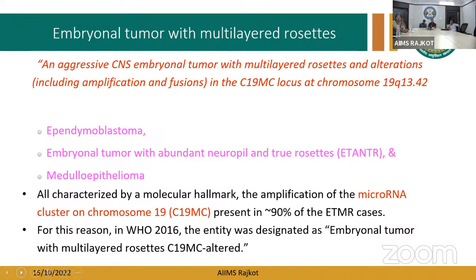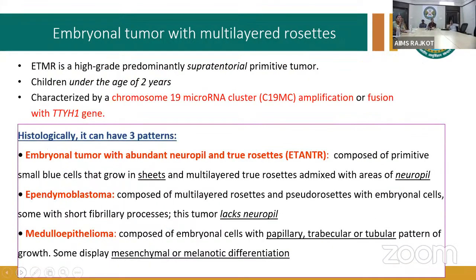Previously, it included only the C19MC alteration at the chromosome 19 locus, but now it has been renamed embryonal tumor with multi-layered rosettes. This also includes the DICER1 type of mutation. Histologically, it can be embryonal tumor with abundant neuropil and true rosettes, or ependymoblastoma-like, which will lack the neuropil, or medulloepithelioma-like, whereby embryonal cells with a papillary, trabecular, tubular pattern can be seen.